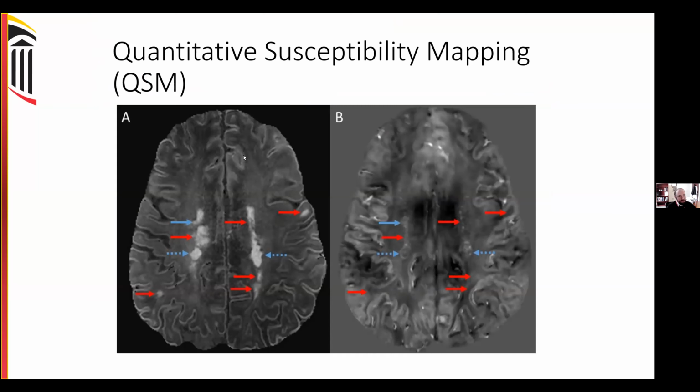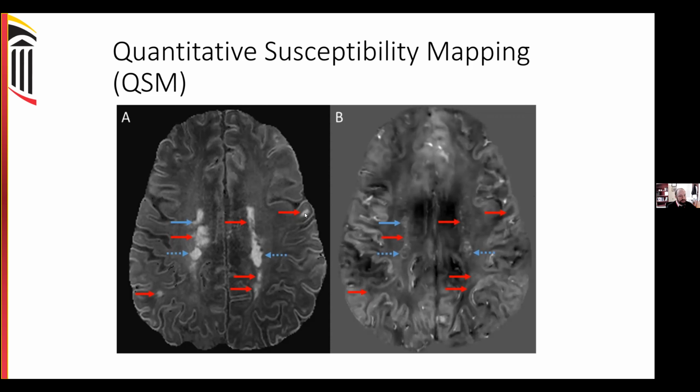The FLAIR image on the left and the quantitative susceptibility map that was processed from the gradient echo images on the right-hand side. And you can see that you can pick up a lot of heterogeneity of lesions. I mean, all the lesions look essentially the same on the FLAIR scan. They all have that hyperintense appearance to them. But when you look on the quantitative susceptibility map, you can see all sorts of variations.